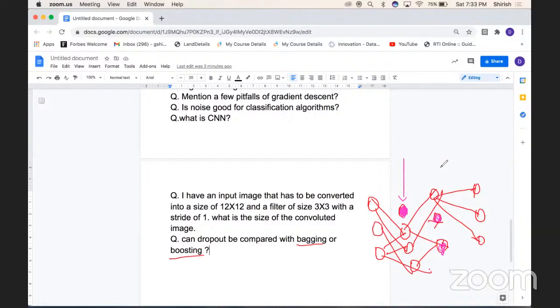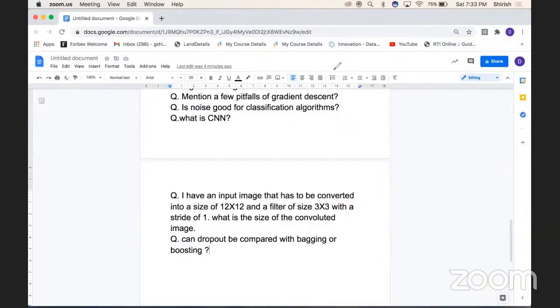Okay, now when you talk about overfitting, we just discussed that overfitting can also occur in neural networks. So how do you handle it? One method I told is the dropout method. This method will approximate training a large number of neural networks with different architectures in parallel.